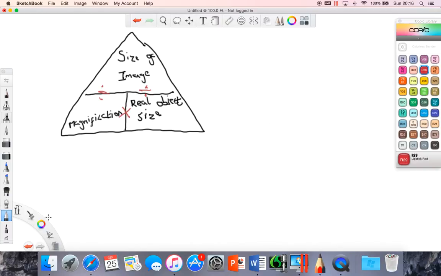You are going to need these triangles as we work through, but I'm not going to write it out like this every time. All I'm going to do is put I for the size of the image, M for the magnification, and R for the real object size. And you'll see me draw it each time we do an example, in the top left-hand corner, just for our reference. Okay? So let's have a look at an example.